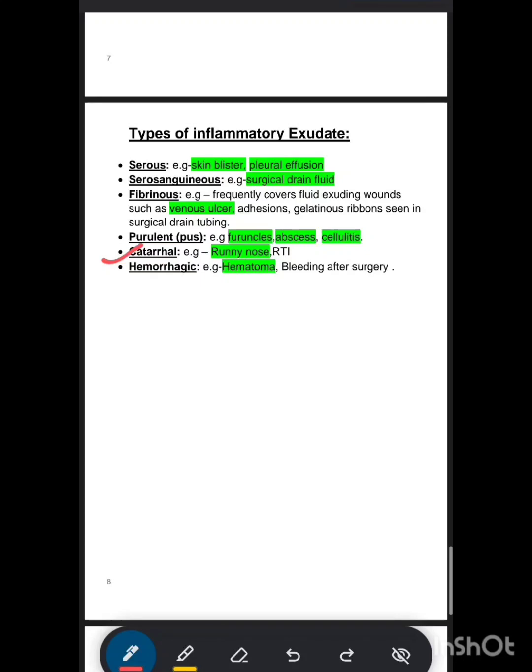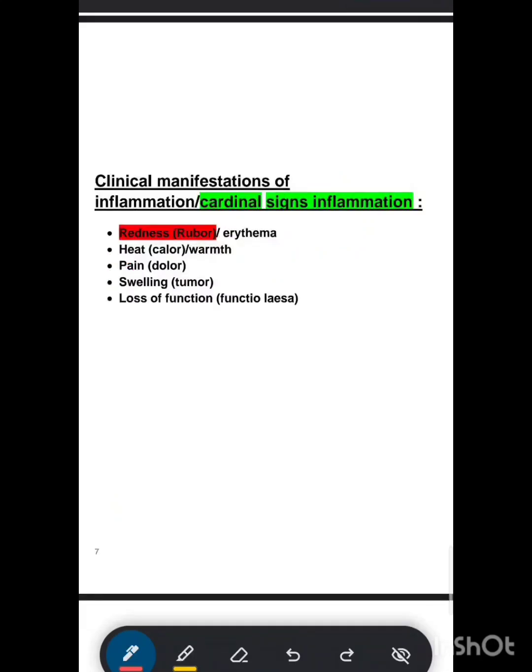And next one is hemorrhage. The hemorrhage results from rupture or necrosis of blood vessels. Some examples of catarrh are runny nose and rhinitis, and some examples of hemorrhage are hematoma or bleeding after surgery. Now we are going to talk about clinical manifestations of inflammation.